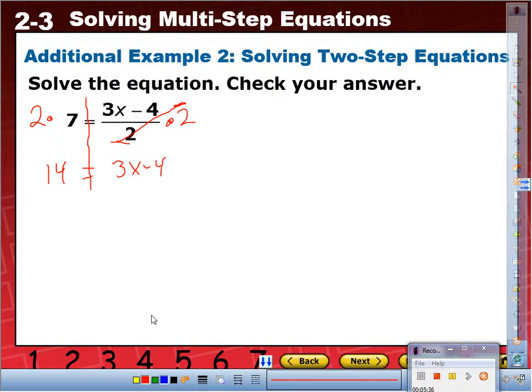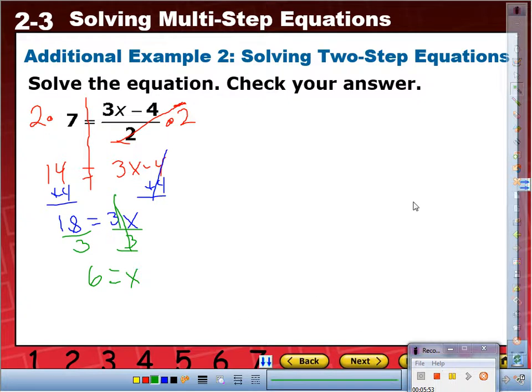From there, we need to get rid of this 4, so we add 4 to each side. Add 4 to each side. We're left with 18 equals 3x. And what do we do at the end? Divide by 3, divide by 3. We're left with 6 equals x. Hands if you got that? Okay, good. Do the next one.